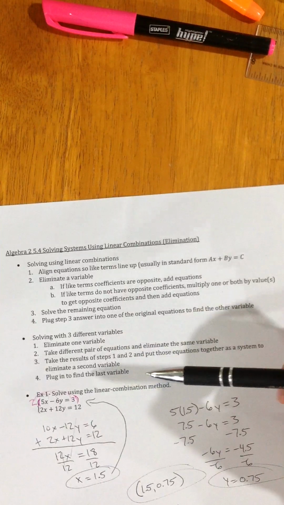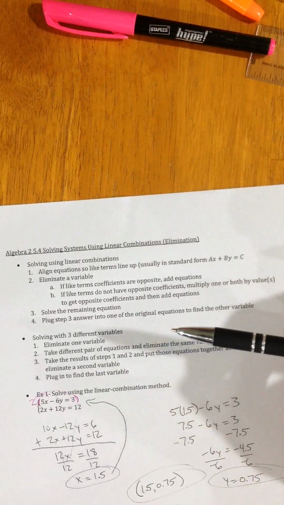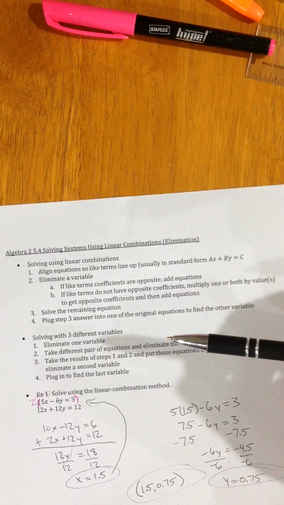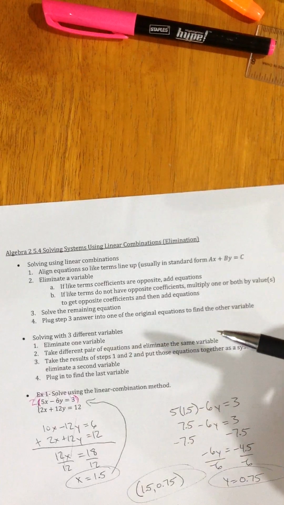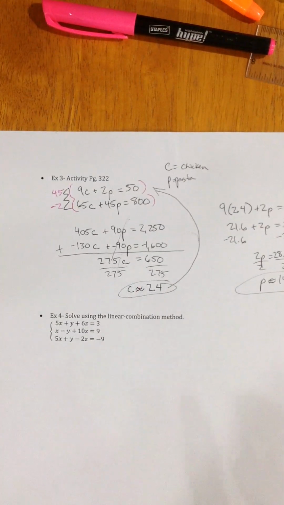If we can do that, then we can get down to an equation with 2 variables, and then we use that one to do some more eliminating, and once we get down to like 1 variable in our equation, just like these other ones, solve that guy, then start doing your plugging in. Okay, so here we got 5x plus y plus 6z is equal to 3, x minus y plus 10z is equal to 9, and then 5x plus y minus 2z is equal to negative 9.